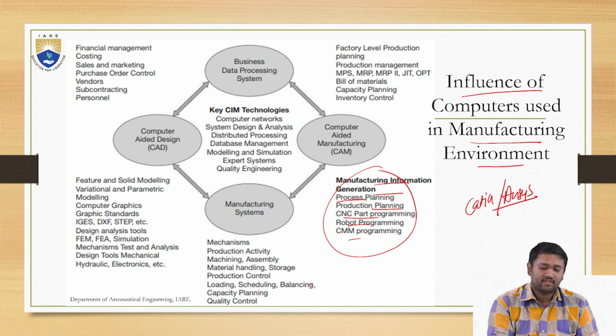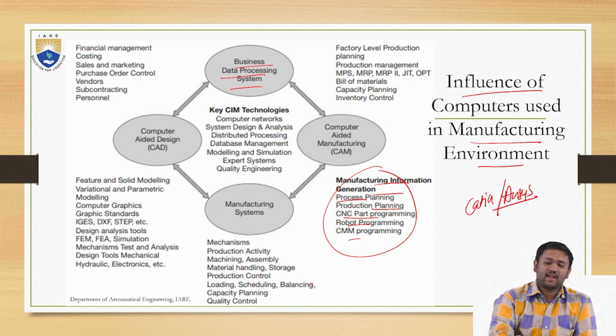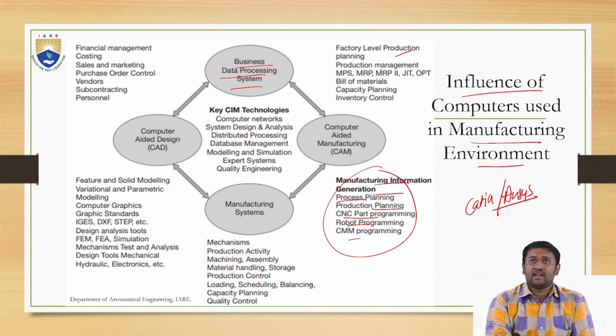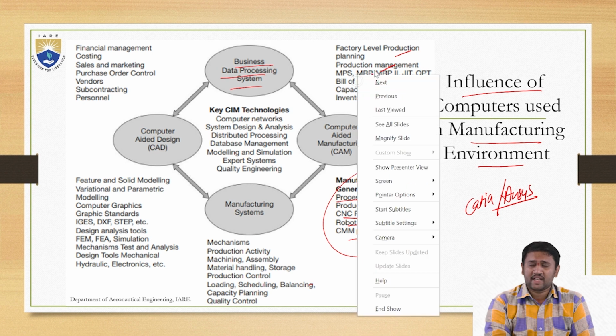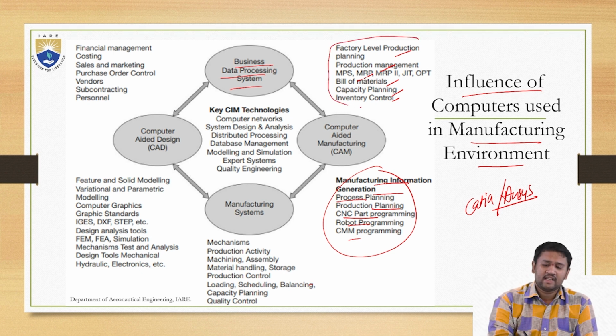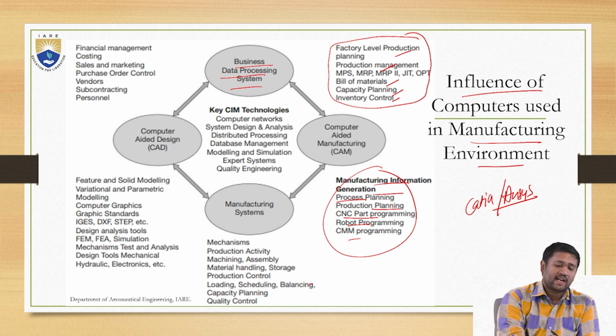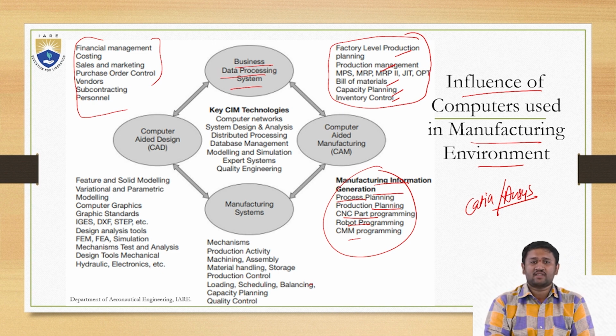Next, we will be using business data processing. During those whole three cycles, what will we have? We will have data related to factory level production and product management: what is the bill of materials, what is the capacity, what is the inventory, and what are the materials required. All this is data that will be generated during your manufacturing environment. Along with this, some marketing data related to business, particularly financial management, costing, sales, purchase orders, vendors, personnel, all this data will be generated during the complete manufacturing of your product.